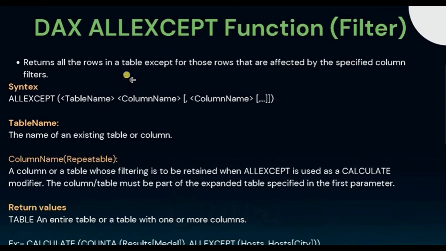What is the DAX ALLEXCEPT function? So it's a filter function, as we can understand, ALLEXCEPT. It returns all the rows in a data table except for those rows that are affected by the specified column filters. And the syntax for this is ALLEXCEPT, name of table, column name, and then again column name. So the name of an existing table or column. If we are specifying a table name here, here should be a column name. Column name: a column or a table whose filtering is to be retained when ALLEXCEPT is used as a CALCULATE modifier. The column or table must be part of the expanded table specified in the first parameter, and return values may be a table, an entire table, or a table with one or more columns.